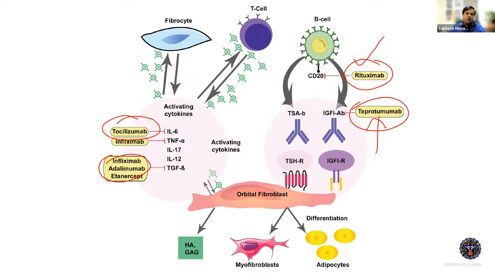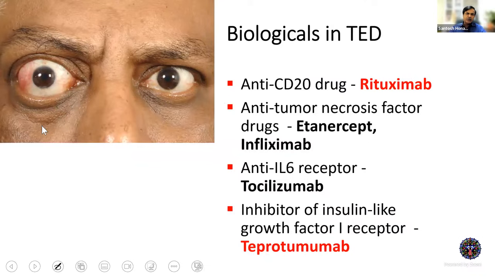So how do all these drugs help? It's there in the graphic. Finally, all these mediators work on the orbital fibroblast. Orbital fibroblast can transform itself into myofibroblast and also differentiate into adipocyte, and there is also deposition of glycosaminoglycans, hyaluronic acid. So by interfering with or aborting the process, you're saving the patient from getting into a much more severe form of disease or functional disability, right? So immunobiologicals actually have a role to play in the medical management of thyroid disease.